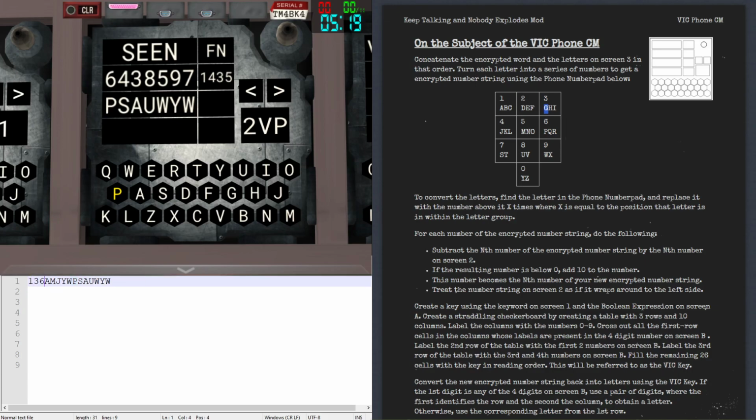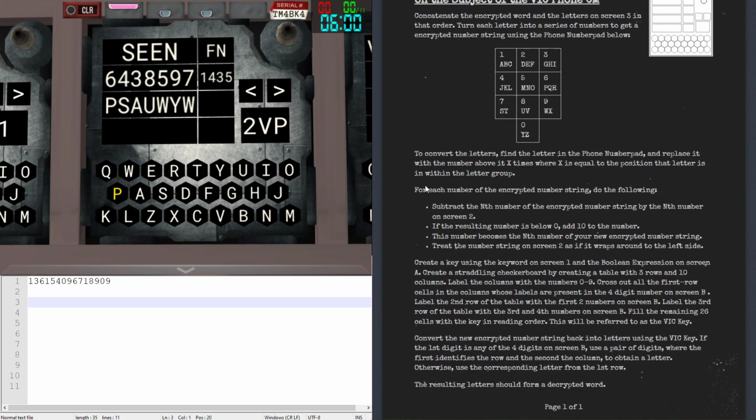Next is P, that turns into 6, A turns into 1, Mike turns into 5, Juliet turns into 4, Yankee turns into 0, Whiskey over here turns into 9, P turns into 6, S turns into 7, A turns into 1, U turns into 8, Whiskey turns into a single 9, Yankee turns into 0, and then Whiskey turns into a 9. In a case where I had an Oscar, which is very rare but could happen, I'd need to type 5 three times. So O turns into three 5s, if that makes any sense.